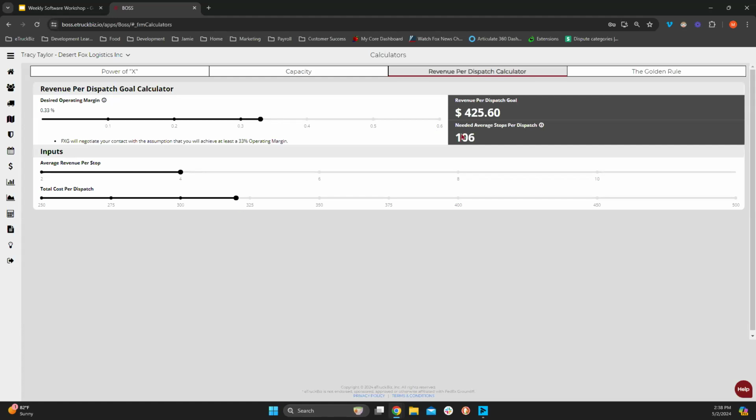But in this certain situation, their particular needed average stops per dispatch to achieve 33% operating margin is 106 stops per dispatch. And if you highlight this, it says this is the root cause for contractors that struggle financially. We've talked about this so much in the last 2 weeks, I feel like I'm having a little bit of deja vu, but this number is becoming the absolute gotta-know number for your operation.